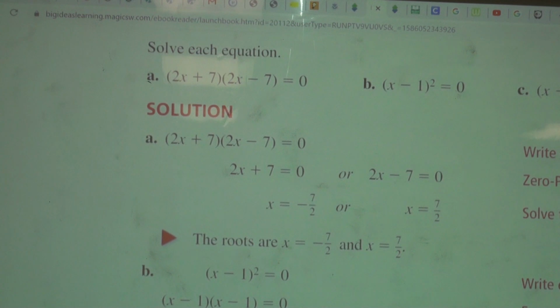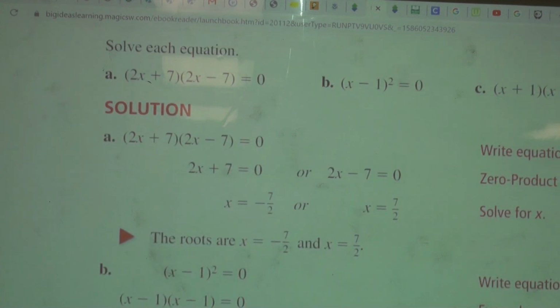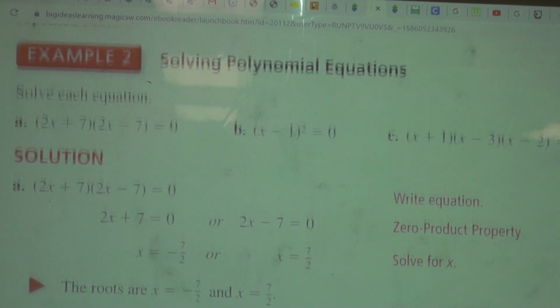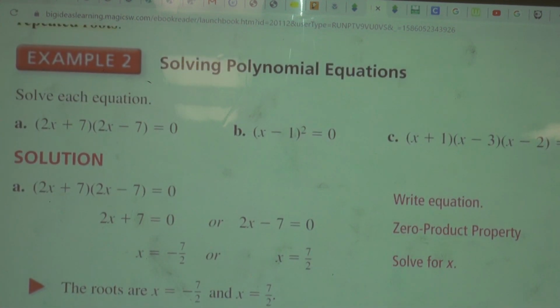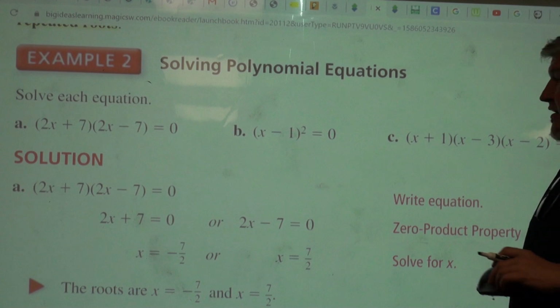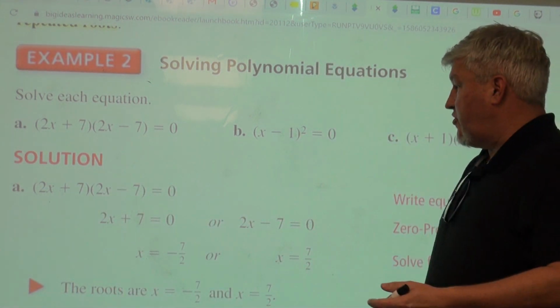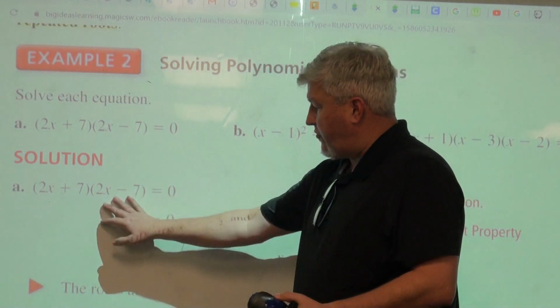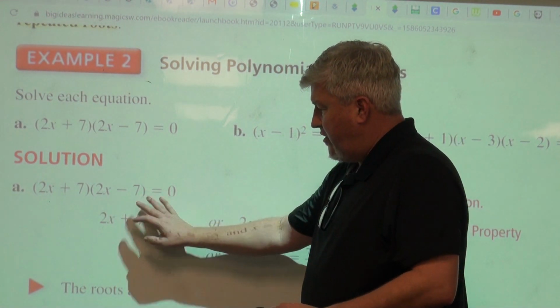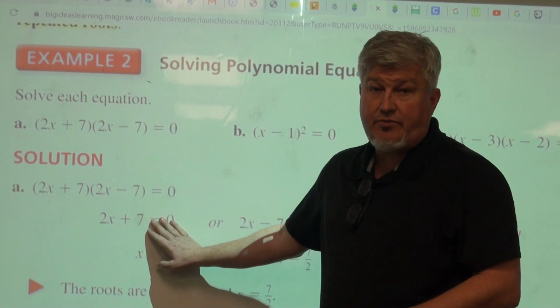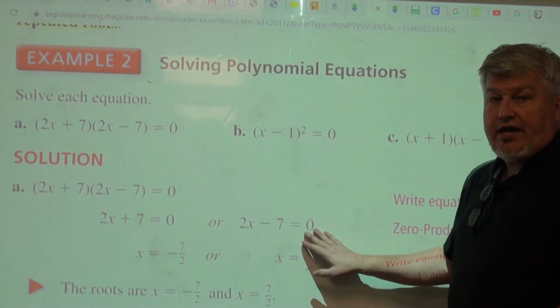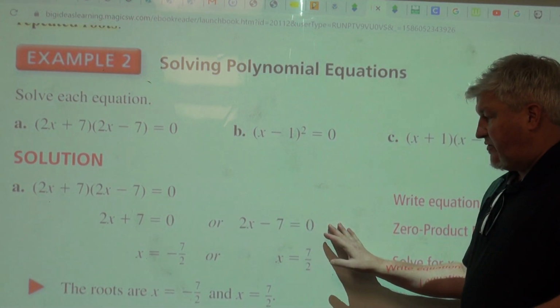Solving polynomial equations. These are like special equations, all right? Example 2: 2x plus 7 times 2x minus 7 equals 0. So we're going to set those both equal to 0 as you see here in the example. 2x plus 7 equals 0, and 2x minus 7 equals 0.